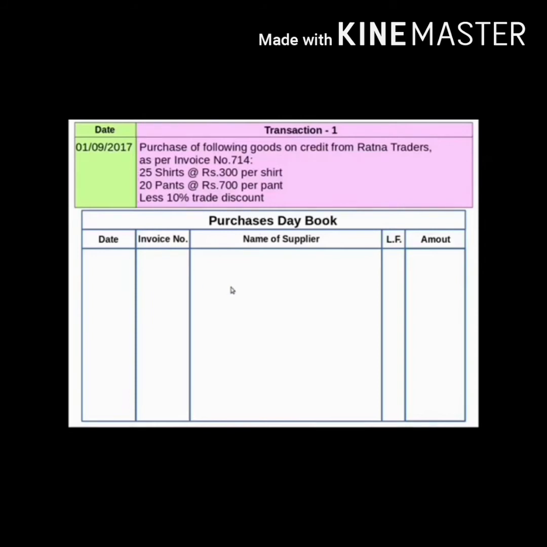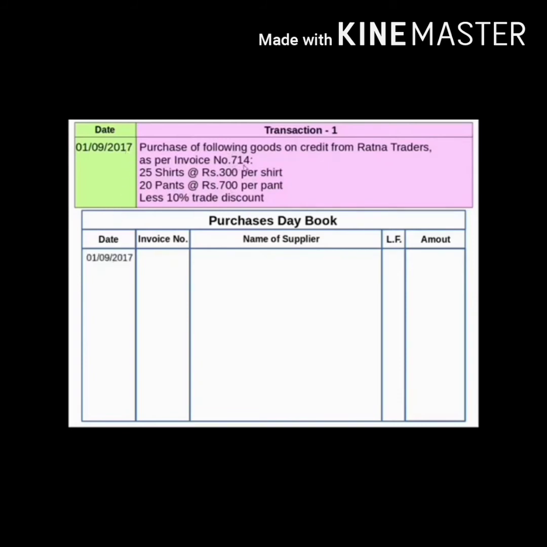Purchase of the following goods on credit, उधार पे खरीदा, from Ratna Traders. Invoice number is already mentioned in the question. 25 shirts at 300 per shirt. 20 pants at 700 per pant and less 10% TD. TD लेस करना है आपको, ये सब करके नेट परचेज ही दिखाना होता है, तो TD आपको लेस करने के लिए चाहिए होता है. Invoice number already mentioned in the question, 714.